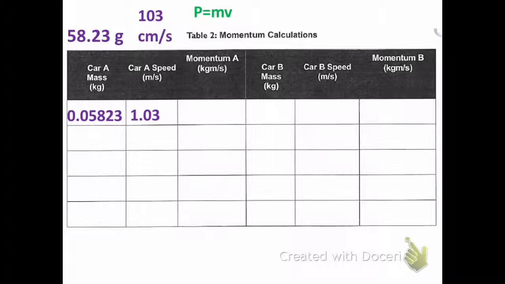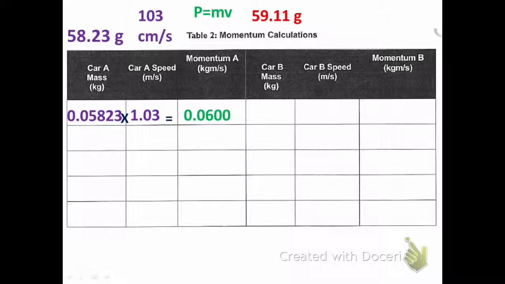The equation for momentum is momentum equals mass times velocity. So now we've got a mass and a velocity. We can just simply multiply them. So 0.05823 times 1.03 gives us a momentum of 0.0600. So it's not very much momentum, but that's the momentum. And a note, that was 5997, I think, and I had to round it to get 3 significant figures.